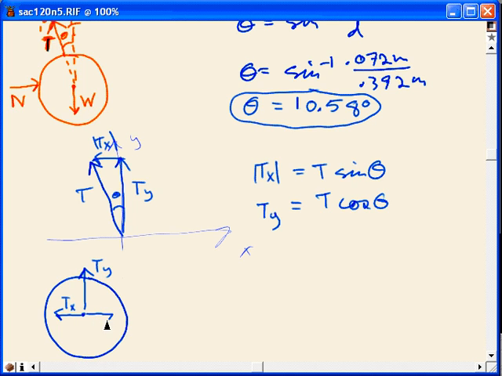Still got the normal force acting on there, and it's directed straight through the center, so I can just slide it along its length. You can do that without changing any torques. And I got the weight vector W, which is equal to mg. And Tx we just found, I wanted that in magnitude, Tx is T sine of theta, and Ty is T cosine of theta.